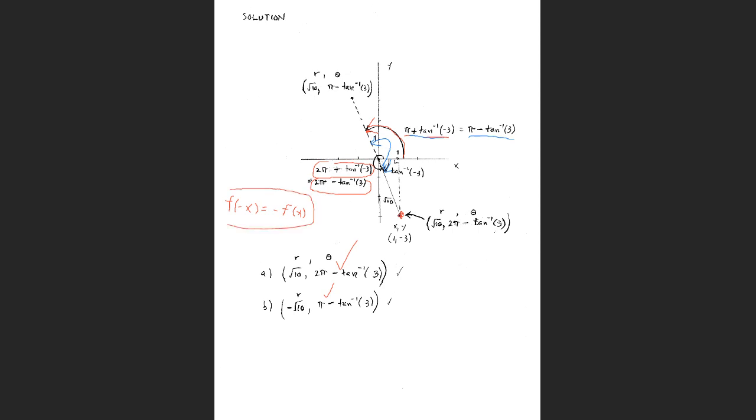By the way, this f of -x equals negative f of x is if you have an odd function. That's only for an odd function. Are there any questions at all?